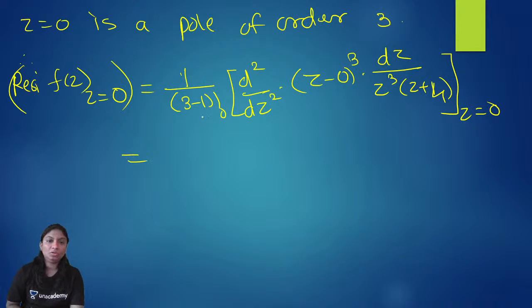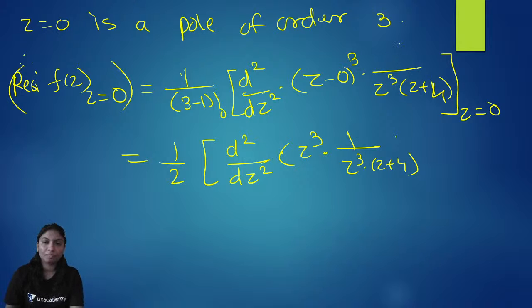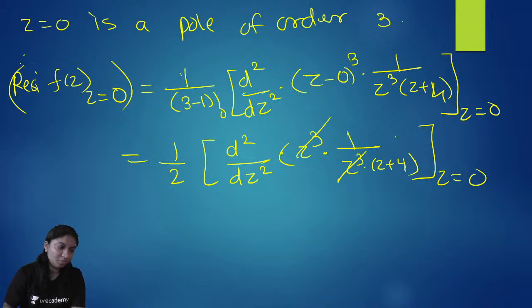So here 1 upon 3 minus 1 factorial, that is 2 factorial, so it is 1 by 2, into d square upon dz square of z cube into 1 upon z cube into z plus 4, at z is equal to 0. So this z cube gets cancelled out, leaving 1 upon z plus 4.